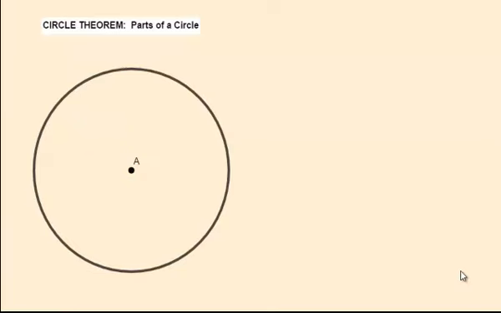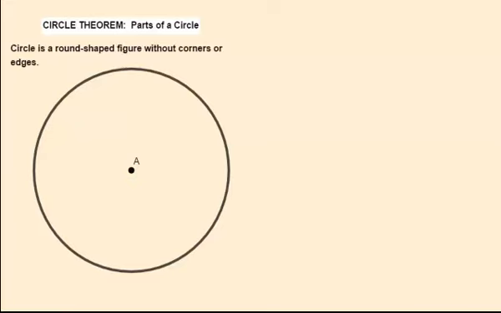The topic I have decided to teach is circle theorem. And before we can go into details of this topic, you should know how to draw a circle and the parts of it. You may know how to draw it, but the parts. So we are going to learn how to label the parts of the circle.